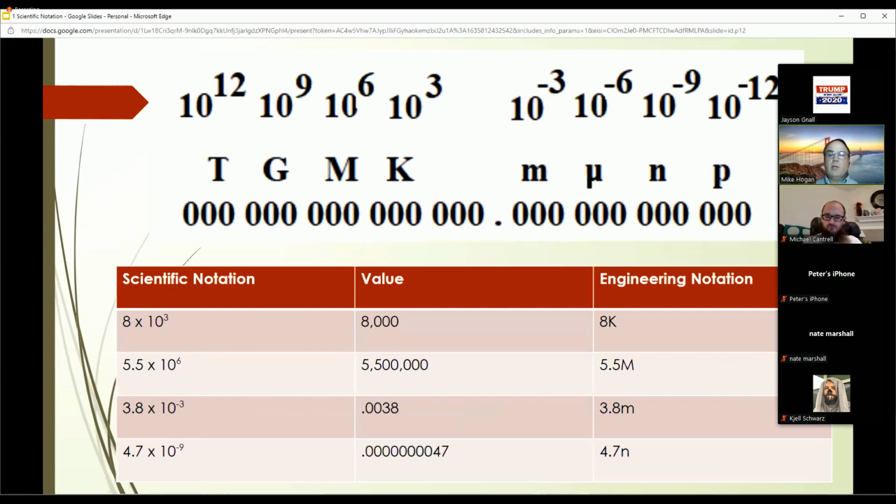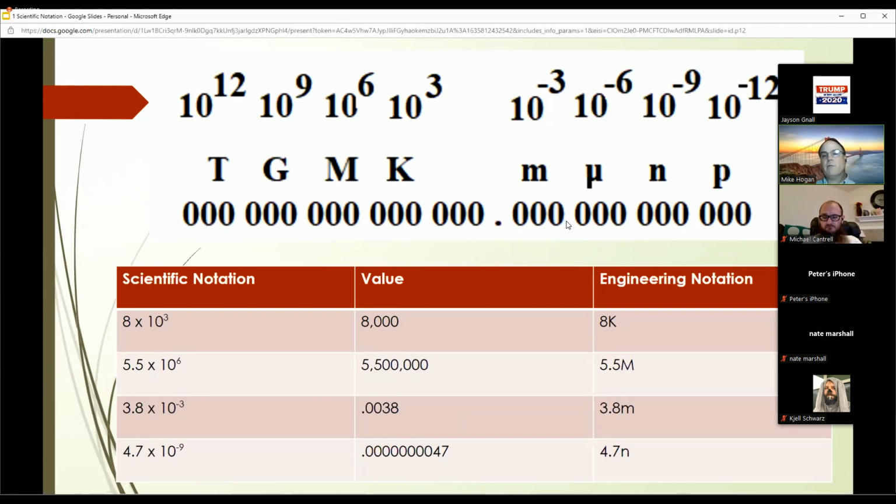This is just another representation. Here we are at the decimal point, and as we move left or right, if I go 3, that's kilo, 10 to the 3rd. If I go 6, mega. If I go 9, giga. If I go 12, tera, and the other way as well.